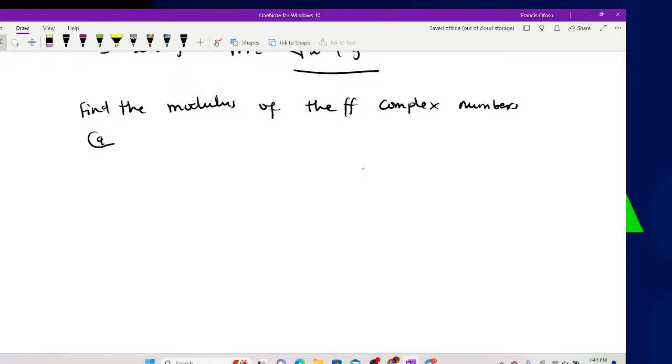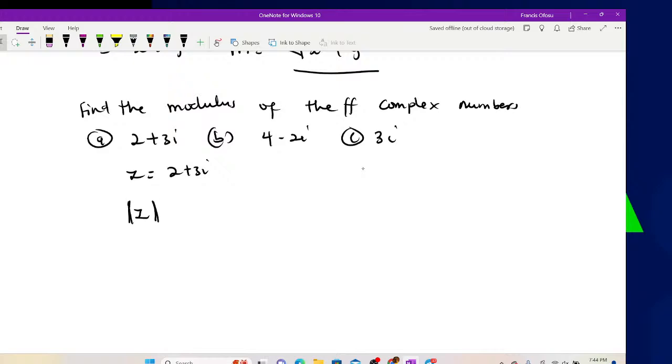So I have my A part, let's say 2 plus 3i, B, let's say 4 minus 2i, C, let's say 3i. Now let's take the A, 2 plus 3i. I want to find the modulus of Z. Now modulus of Z, we just simply put it in 2 bars.